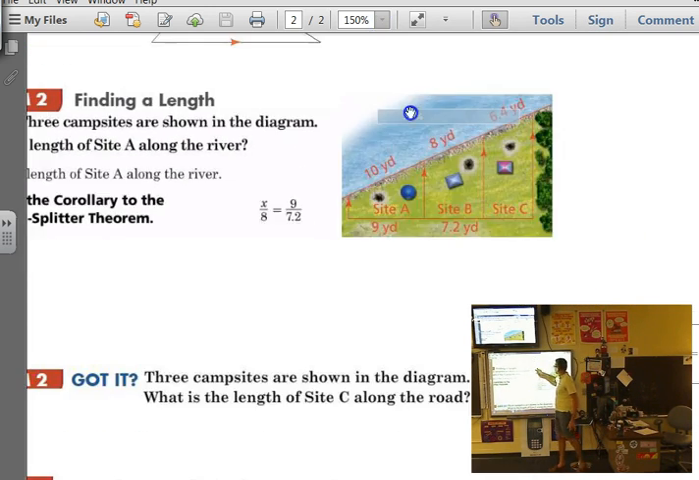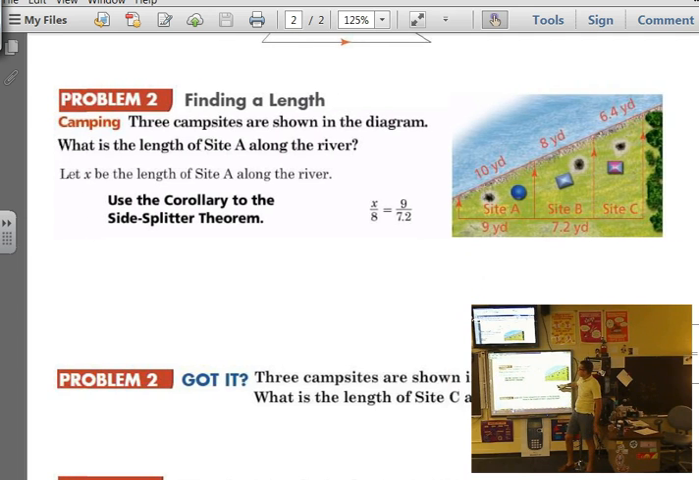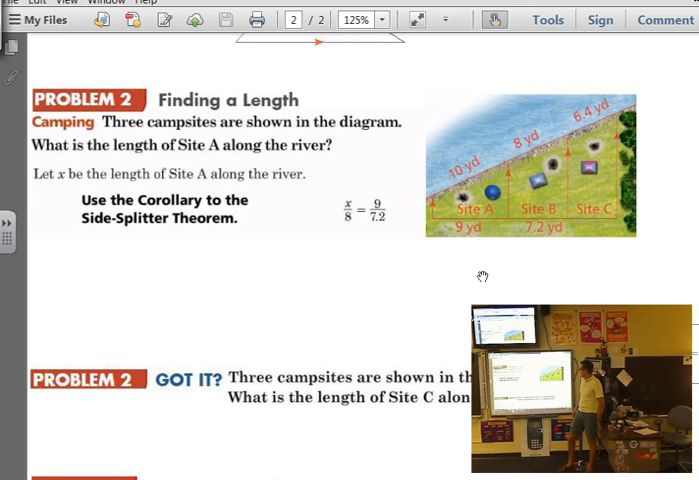So we're going camping, and these campsites don't quite seem to be fair. Site C is narrower, longer. Site B is a bit wider, not quite as long. And site A is the widest and not long at all. So we want to figure out the length of site A along the river. That's why I was making that face.